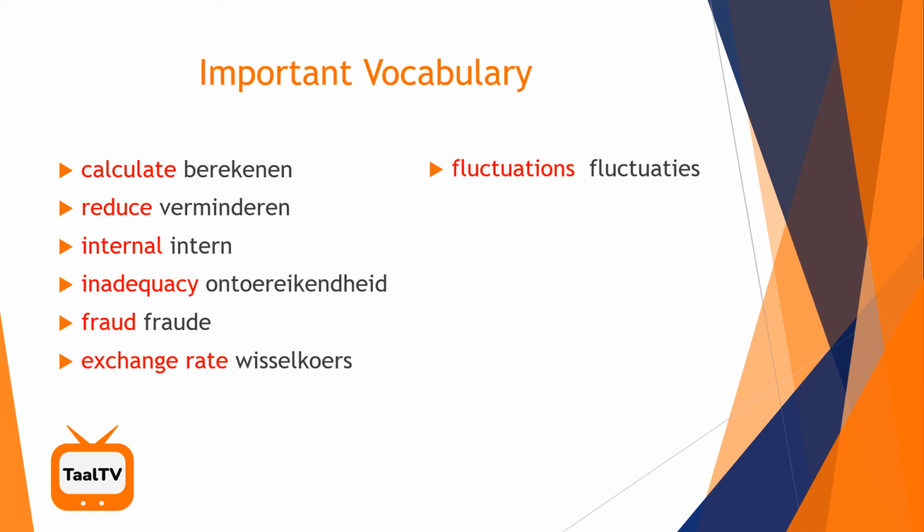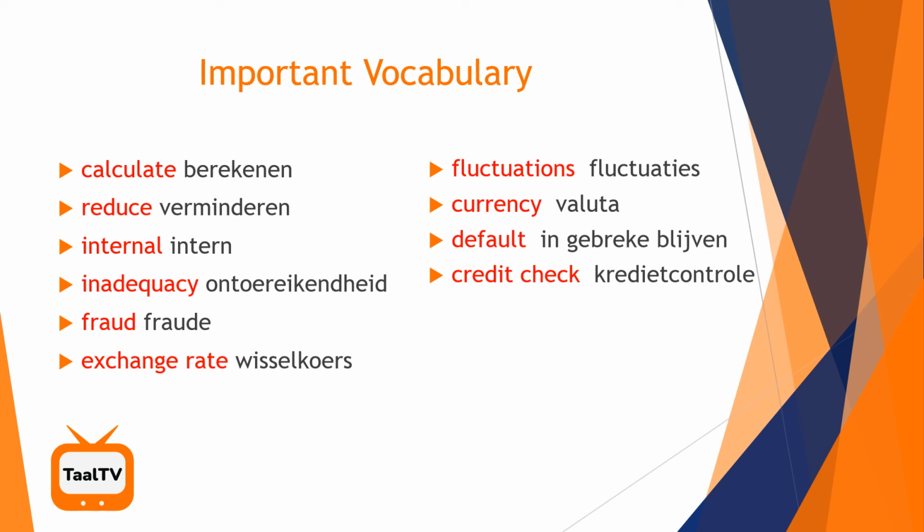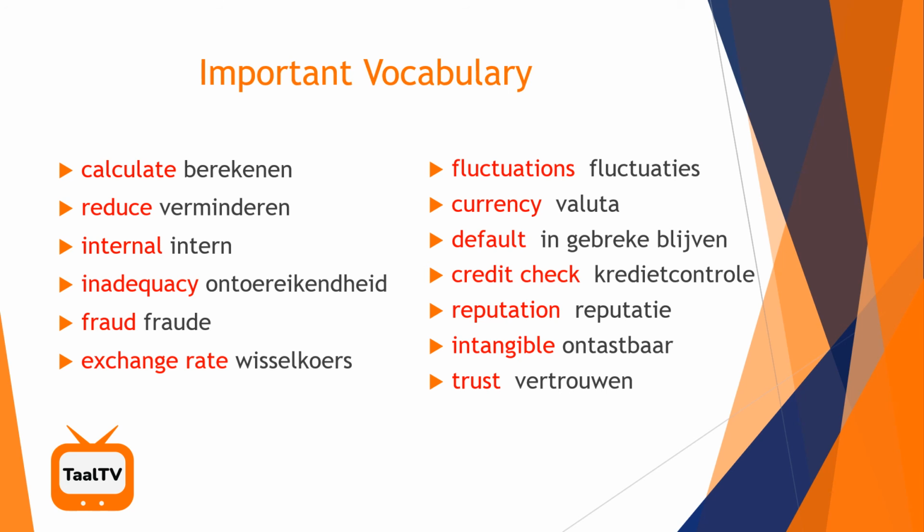Fluctuations. Fluctuaties. Currency. Valuta. Default. In gebreke blijven. Credit check. Kredietcontrole. Reputation. Reputatie. Intangible. Ontastbaar. And trust. Trust. Vertrouwen. And I hope you find these words useful and add them to your financial English vocabulary.